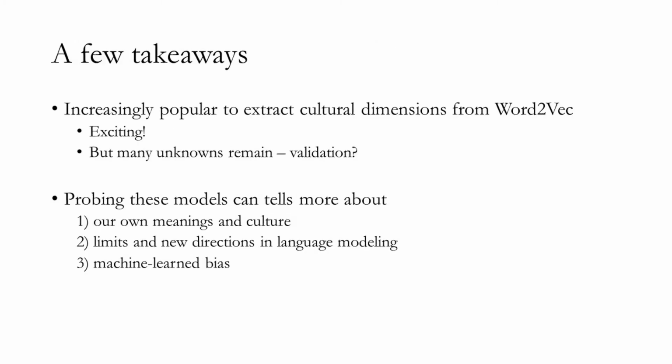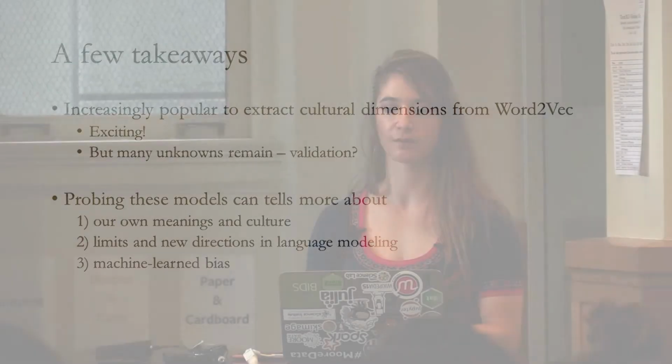So, okay, a few takeaways. It's increasingly popular, among computer scientists and also among social scientists, to extract something like gender or race or morality from a word embedding in a language model. It's really exciting. We can test what's already been talked about in the literature, like the qualitative literature on obesity and immorality, but we can also extend it to figure out new things, such as this slender and thin difference. At the same time, there are a lot of unknowns, and I think we need to proceed with a lot of caution and use these as opportunities to probe the model a little bit more. Probing these models can tell us a lot about our own meanings and our own culture. They can also tell us about the limits of, and some new ideas and directions in, language modeling and word embedding models.